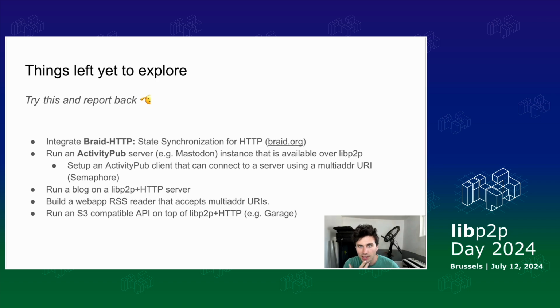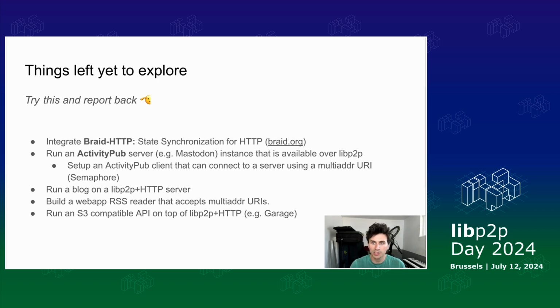Here are a couple threads I think would be interesting to explore if you're curious to play around with this. Braid HTTP tries to solve the state synchronization problem. Think CRDTs. They have a protocol that runs on top of HTTP. State synchronization is a common problem across peer-to-peer networks, so it'd be interesting to get this working on libp2p. Run an ActivityPub server so that you can host your own ActivityPub instance with minimal setup, no domain name or TLS cert required. Run your blog on top of libp2p and HTTP.